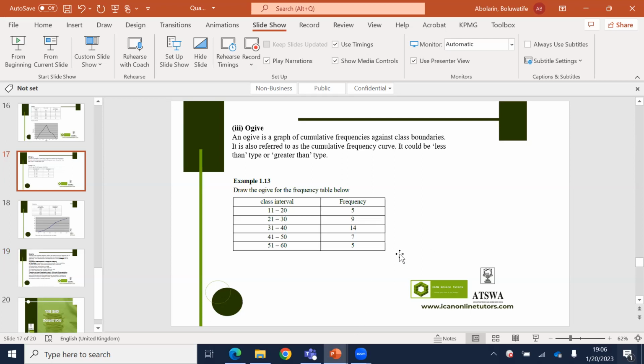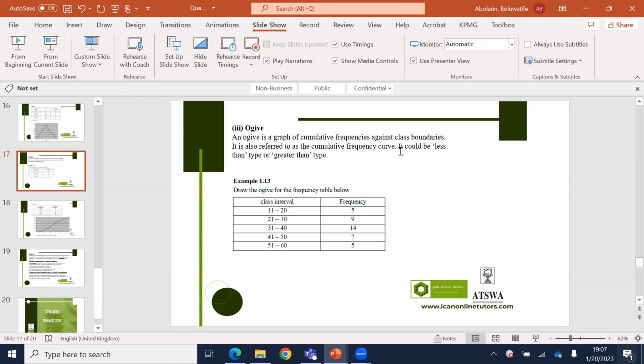So the last one is OGIVE. It says OGIVE is a graph of cumulative frequency against class boundary. It's also referred to as cumulative frequency curve. Please note, if they just say, draw a cumulative frequency curve, and you don't know that cumulative frequency curve is the same thing as OGIVE, you will be confused. So please know other names. In your mind, know that OGIVE is the same thing as cumulative frequency curve. That's why you are seeing it here.